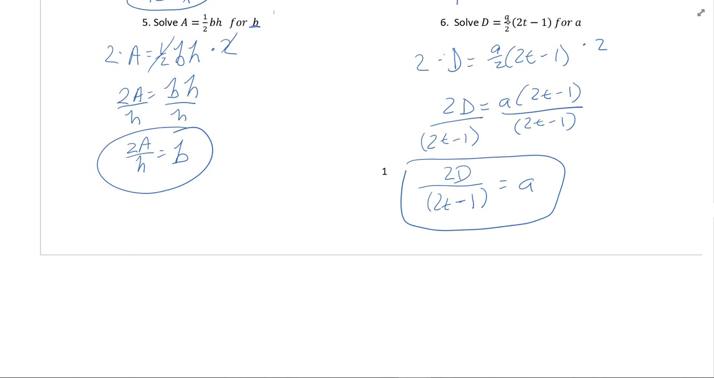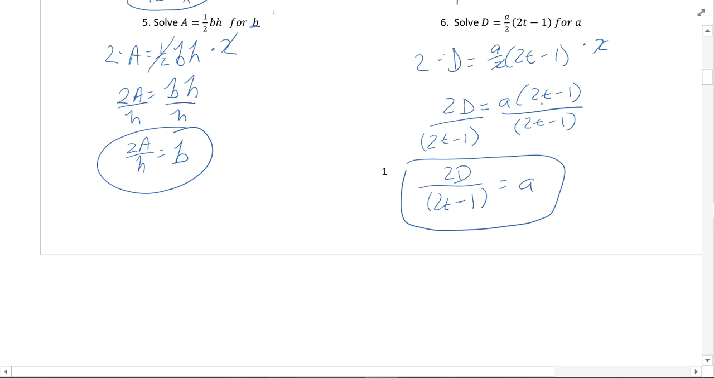So remember, we're trying to get a by itself. And since a is in the numerator, the first thing you want to do is get rid of the 2 from the denominator, which means I can multiply 2 to both sides because it's going to cancel out here and it's going to cancel out here with that 2 on the bottom. So then I was left with 2d equals a times the quantity 2t minus 1.